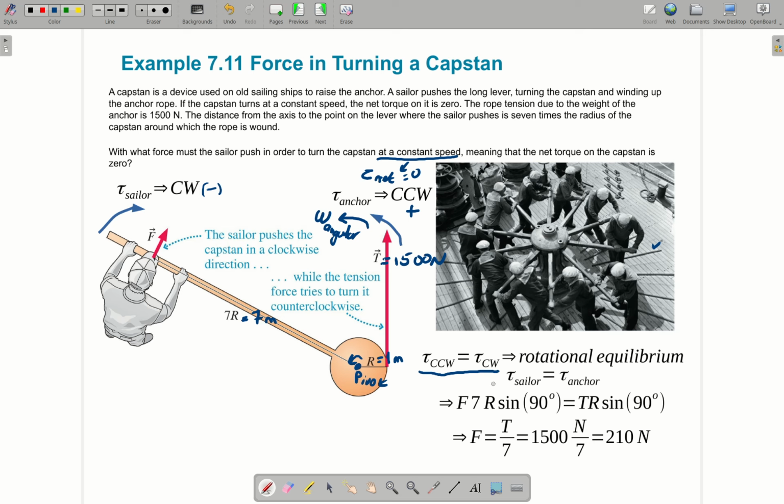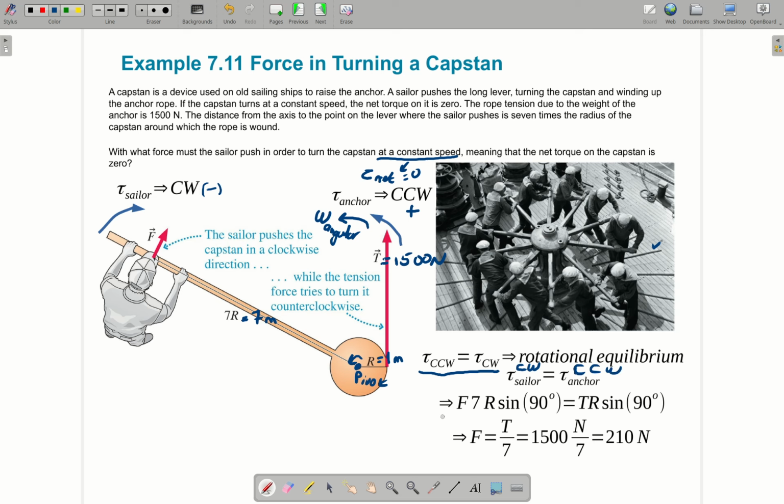We have 2 only here, right? If there were more, we would add all the counterclockwise torques, and they would be equal to all the added clockwise torques. But we have 1. The clockwise torque is the torque of the sailor. The counterclockwise torque is the torque of the tension that the rope connects to the anchor.